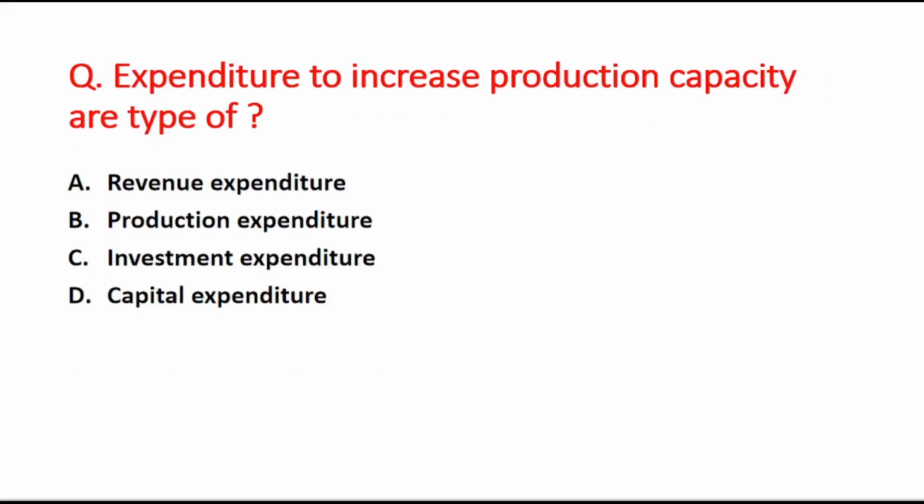Next is, expenditure to increase production capacity is a type of. A option is revenue expenditure, B is production expenditure, C option is investment expenditure, and D option is capital expenditure. So the right answer is option C, that is investment expenditure.